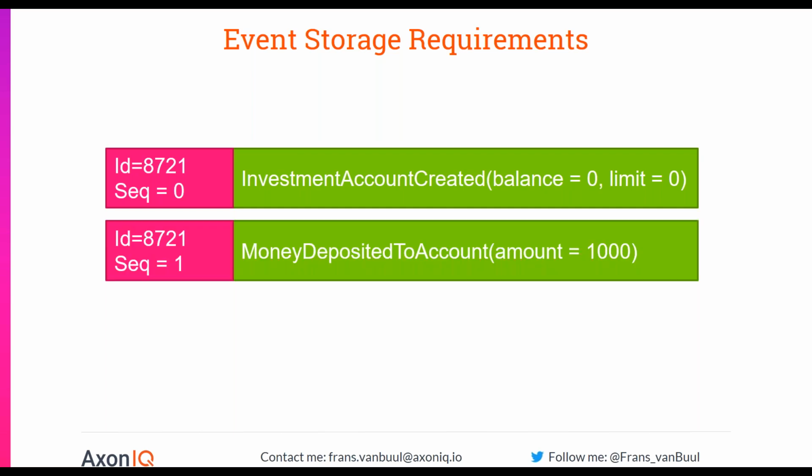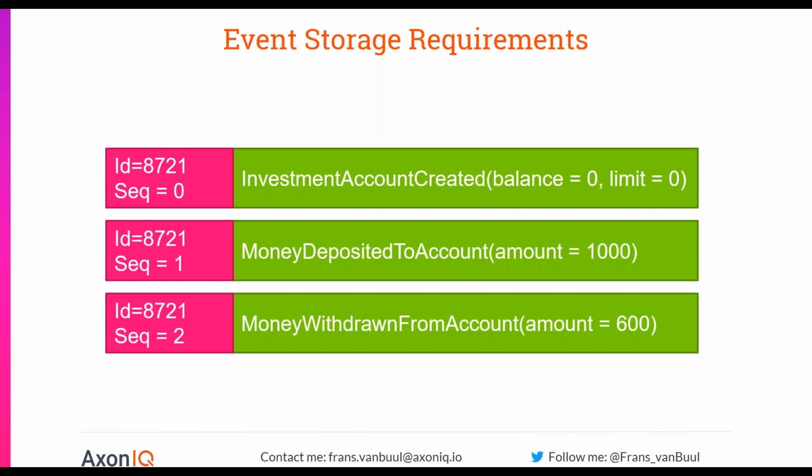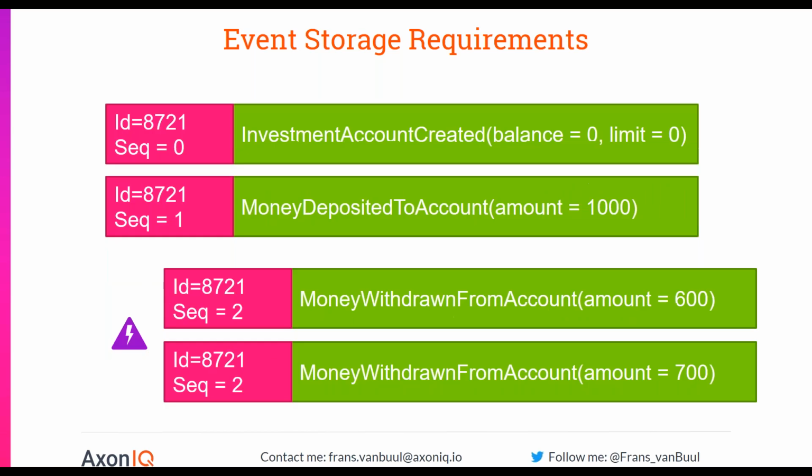And then we deposit some money to the account, in this case 1,000. And then we withdraw some money from the account, 600. That's fine. But now suppose that the system is scaled out and there are multiple nodes that all operate concurrently.